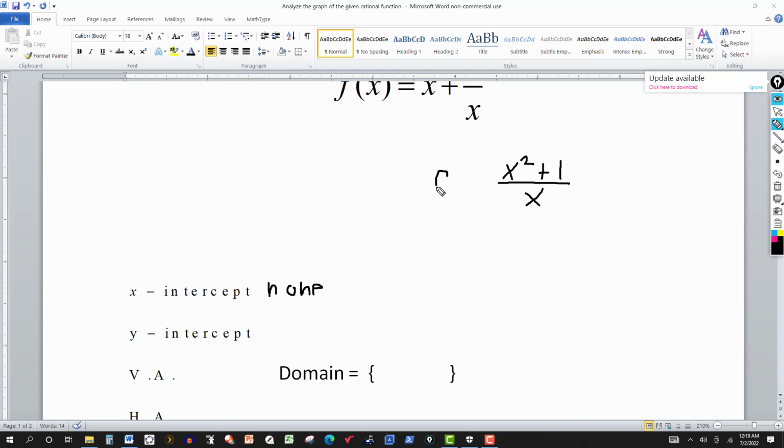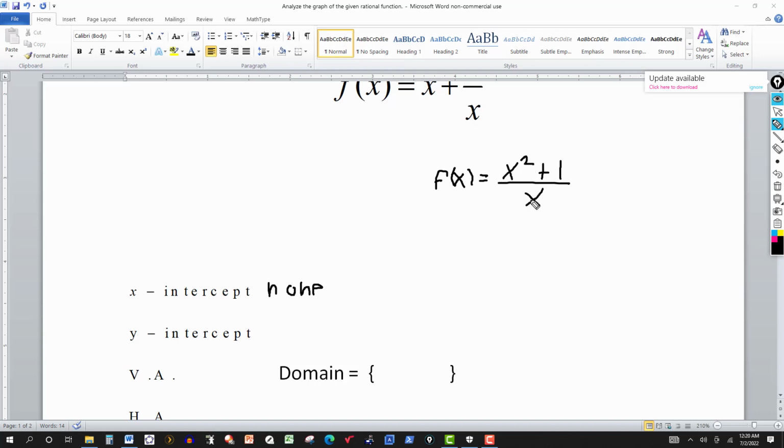This was f of x. If I rewrite it as a single fraction, the only way you're going to have x-intercepts is if there are real values, not complex, but real numbers that make this 0. Well, x squared plus 1 is never going to be 0. No matter if we pick a negative number or a positive number, this is always positive, so that's why there's no x-intercept.